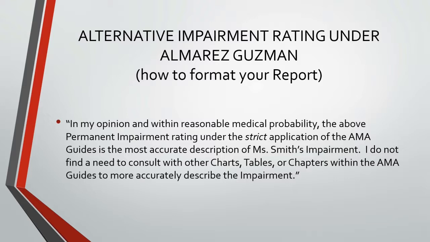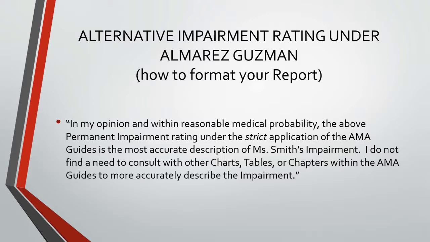Well, then under that section, also under the permanent impairment section of the report, this is a subheading under the permanent impairment major heading in your report, you provide this topic heading, Alternative Impairment Rating, under Almaraz and Guzman. You would simply say something similar to the following. In my opinion, and within reasonable medical probability, the above permanent impairment rating under the strict application of the AMA guides is the most accurate description of Mrs. Smith's impairment. I do not find a need to consult with other charts, tables, or chapters within the AMA guides to more accurately describe the impairment.